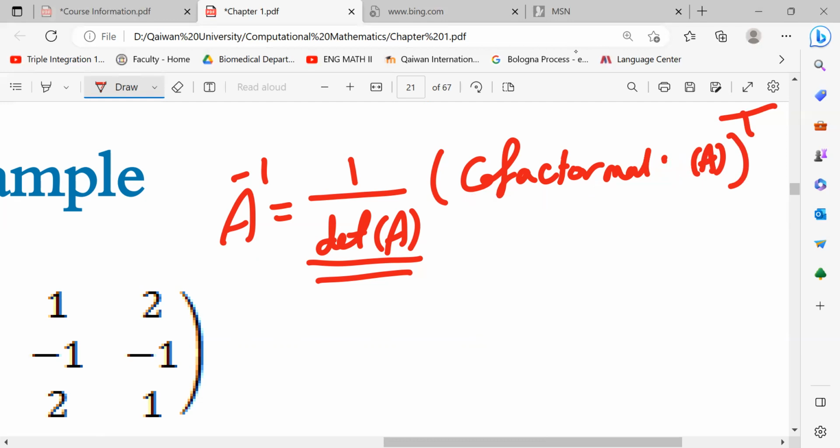And then find its transpose. And then finding its transpose. We need to find the determinant of the matrix.